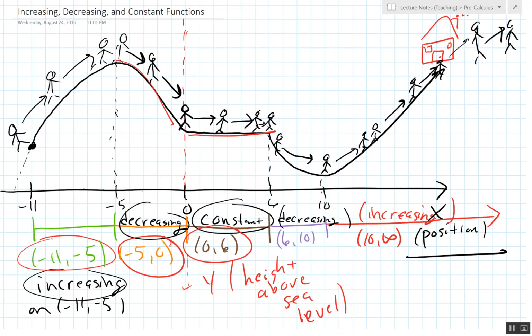And this topic does come up. This is a college algebra topic. We're talking about it again. You will talk about it in calculus. So this is something you definitely need to get down.